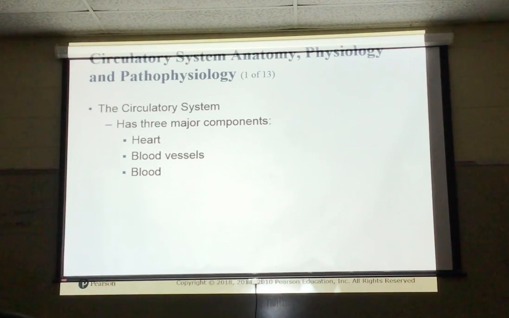The circulatory system has three major components. You have the heart, which is your pump. You have your blood vessels, which are your pipes. And you have your blood, which is your fluid that's being carried around. Everybody make sense for today?